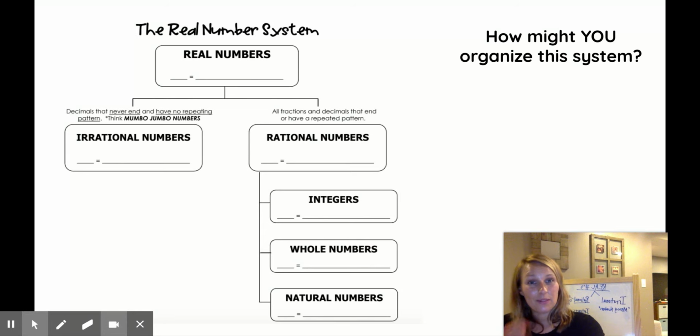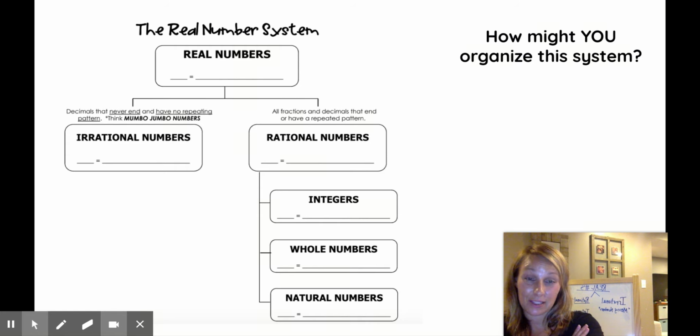In math, we use something called the real number system. And if you want to go ahead and open up to this page in your packet, it should be one of the first pages. This is just one graphic organizer that represents the real number system. I think there's probably better ways to create this graphic organizer, but this is just one of them. So how might you organize after we kind of go through this? I'm wondering if you have a different way of organizing in the form of a graphic organizer that might work better for you. I don't know.